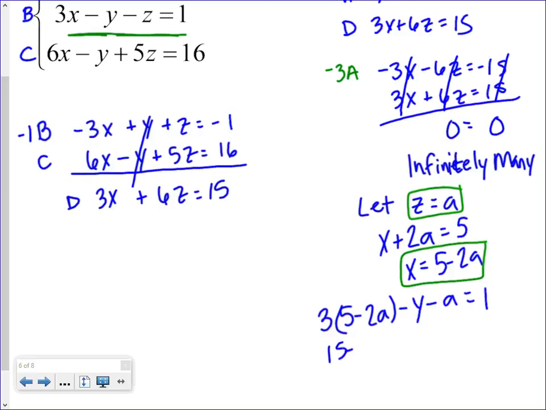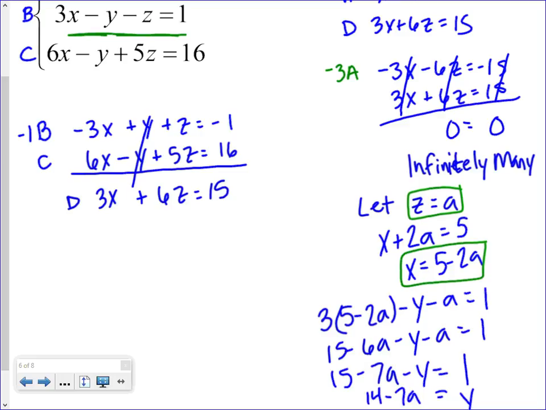Distribute: 15 minus 6a minus y minus a is equal to 1. I've got some like terms here. Negative 6a minus a is minus 7a. So 15 minus 7a minus y equals 1. And then to get y all by itself, I'm actually going to add y to the other side and subtract 1. That will make it a positive y. So if I add y and then I subtract 1, I'll get 14 minus 7a. So that's my y value.